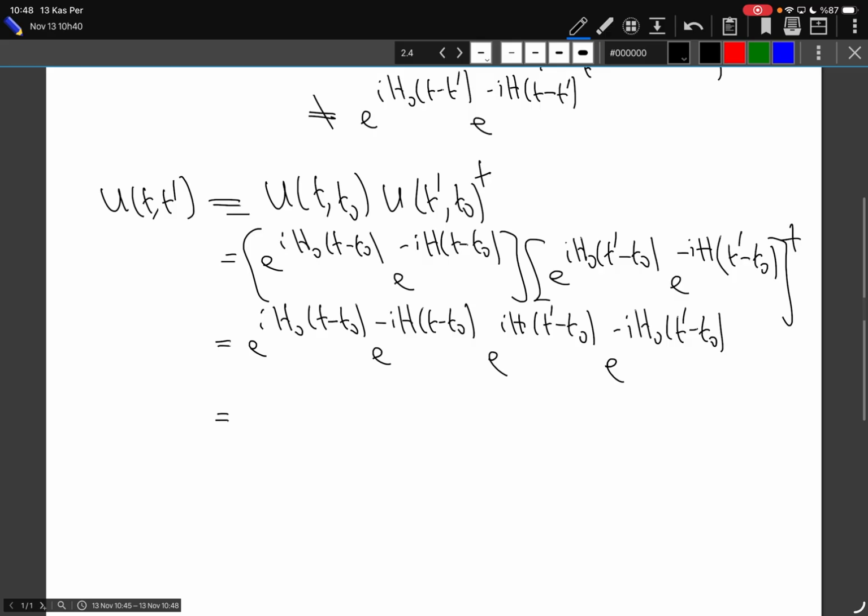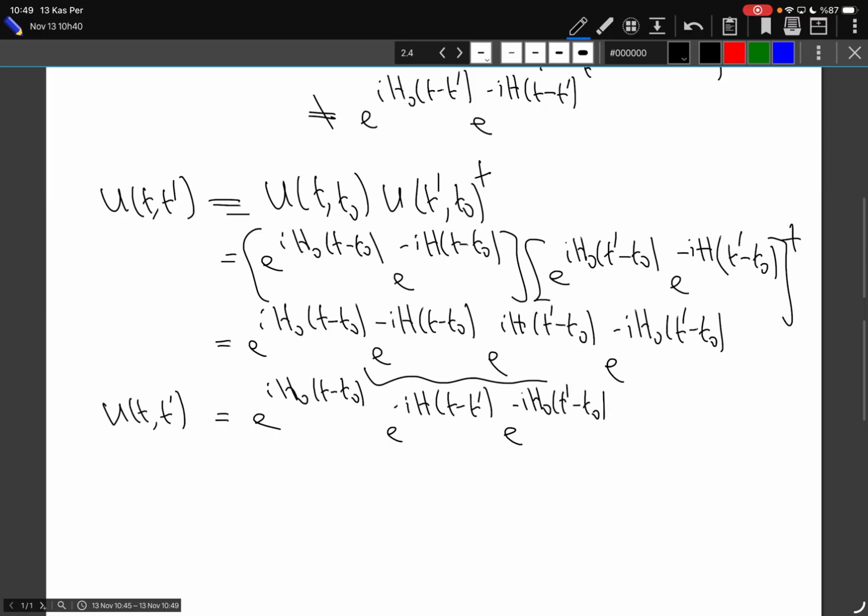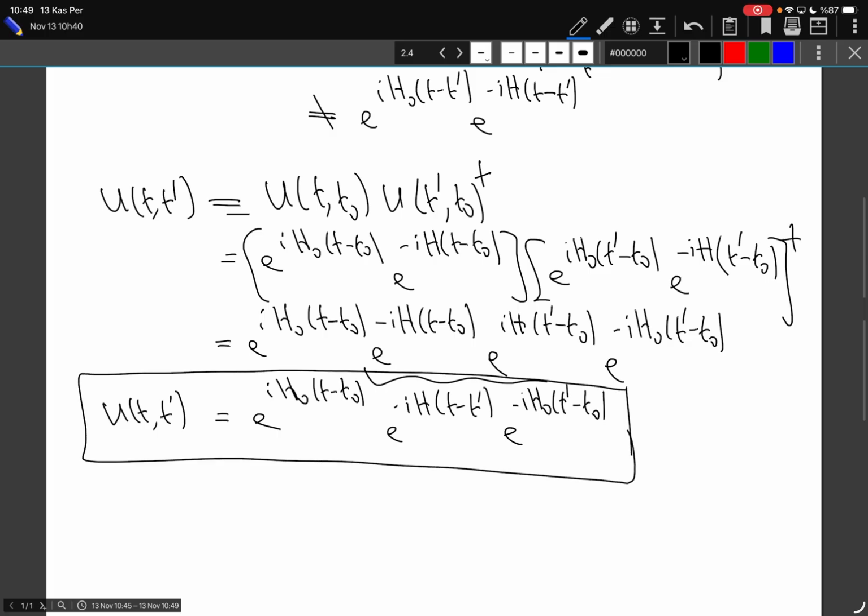But you see, I can combine these two exponents because the expressions in the exponent commute with each other, so I can just treat them as if they are ordinary numbers. So I can combine those exponents: t minus t prime, e to the power minus i H0 (t prime minus t0). If you like, this is the evolution operator of my interaction picture state, not from the reference time t0 to some final time t, but from an arbitrary time t0 to an arbitrary time t.